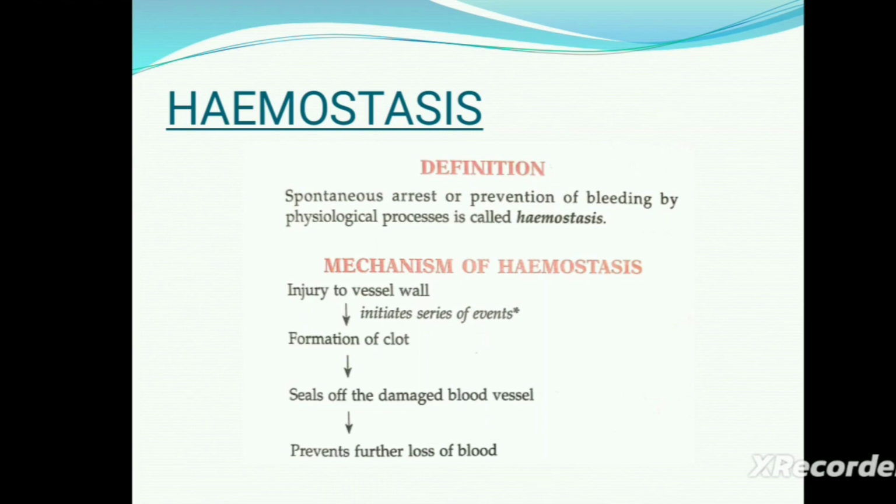Next comes the mechanism of hemostasis. First, the injury to the vessel wall, that means the injury to the blood vessels, which leads to the formation of clots. Then the damaged blood vessels get sealed, and finally there is a prevention of blood loss. In this way, the clots are formed.